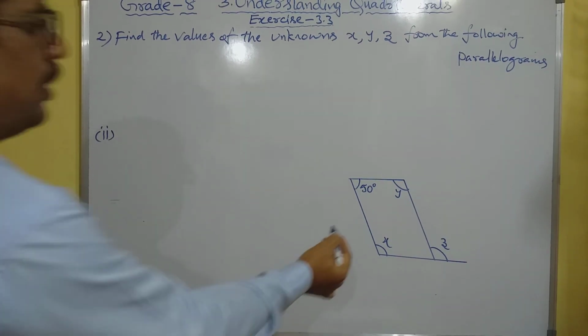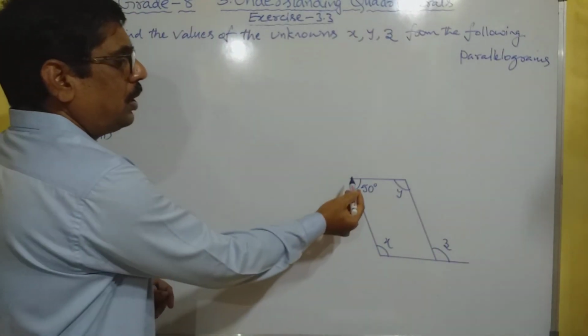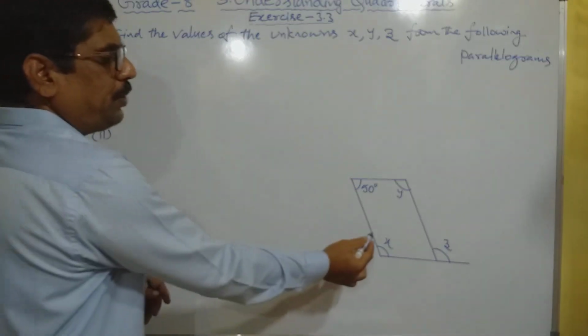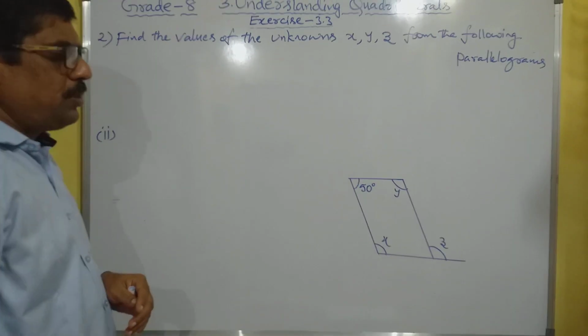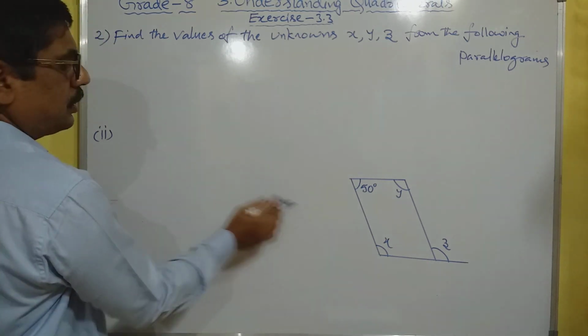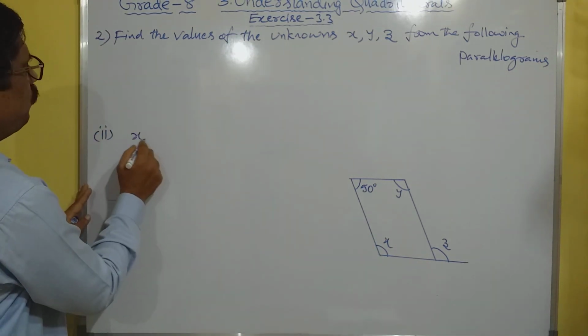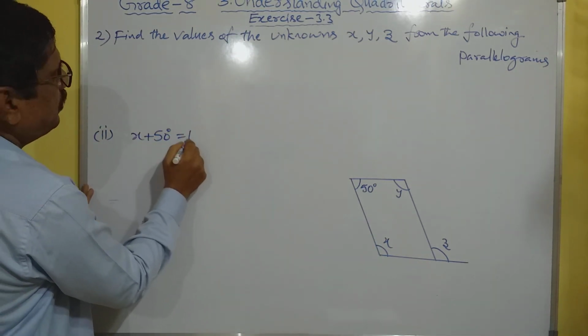Now look at the second part, second problem. Here this is a parallelogram. We need to find x, y and z values. Now first look at x and 50.